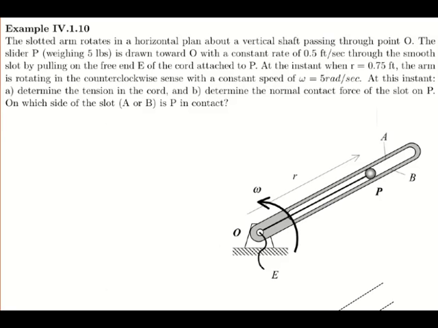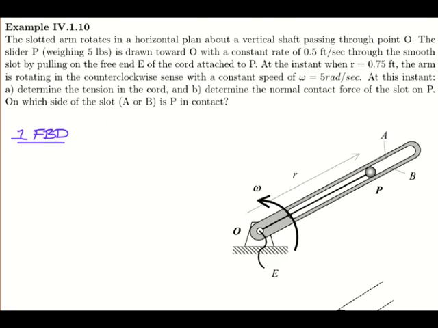Two things we want to know. One is what tension do we need in the cord to bring in particle P at that rate? And two, what's the contact force between P and the slot in this arm? So let's look at our FBD. FBD of particle P.